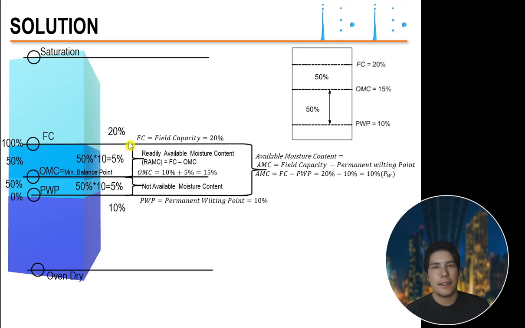Okay, so given the field capacity of 20% and the permanent wilting point of 10%, the total available moisture content is 20% minus 10%, so we have 10%. 50% of this goes to the readily available moisture content, and the other 50% goes to the not available moisture content. So the OMC is equivalent to the minimum balance point. Half of this 10% is 5%, and the other half is 5%. So that's what we see there.